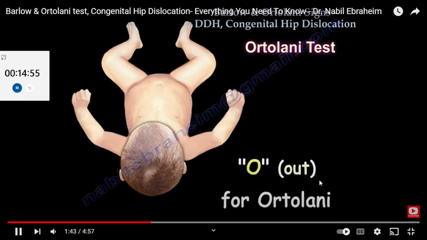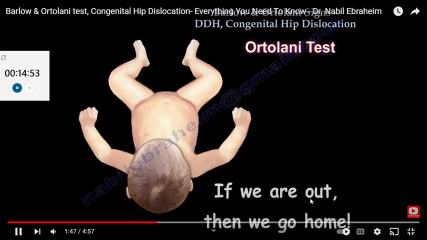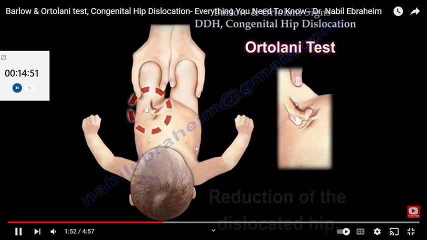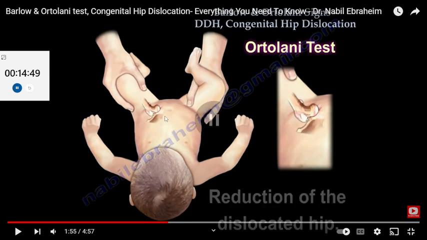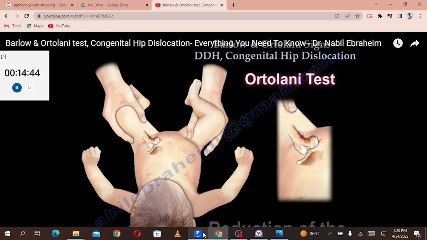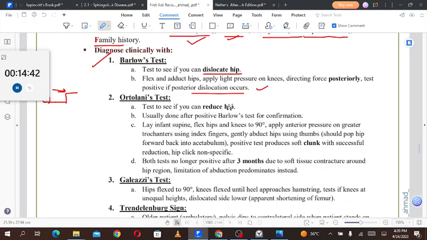So for the Ortolani test, what do we do? O is for the out for the Ortolani. So if we are out, then we go home and we do this. What do we do for the Ortolani test? To see if it is reduced. Okay, lay the infant supine, flex the hips and knees to 90 degrees.